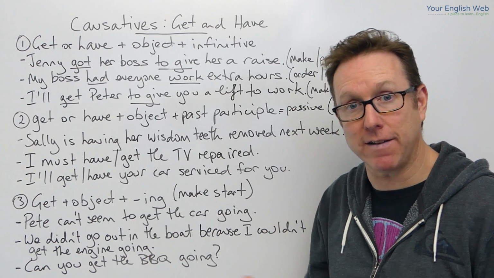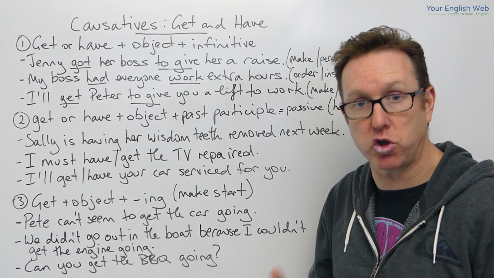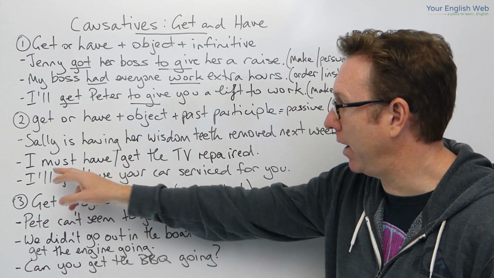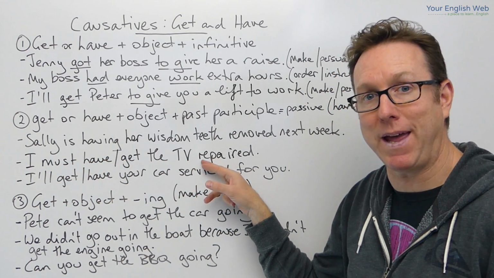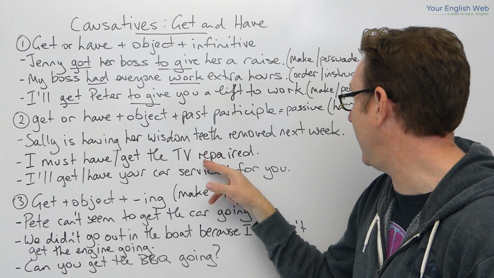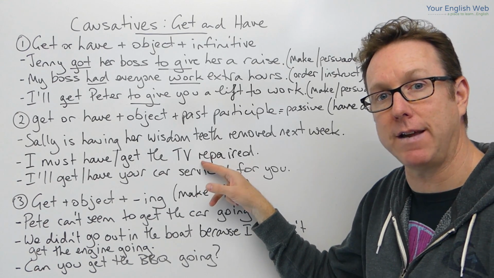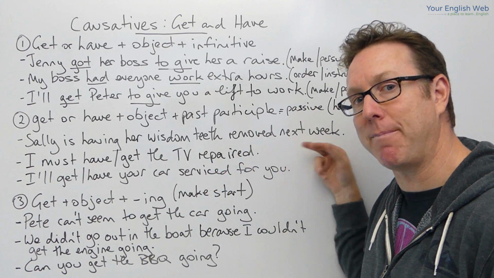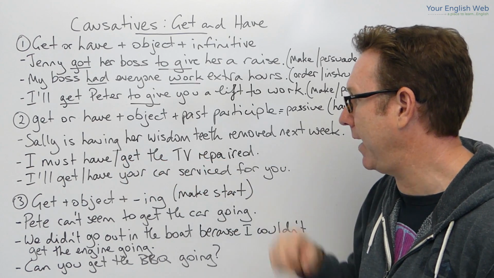It's like a passive, but we don't actually need to use the full passive structure. The second one, I must have or get the TV repaired. I must have or get the TV repaired, okay? Have something done. In this sense, it is to get the TV repaired by somebody, obviously, but I must have or get the TV repaired.